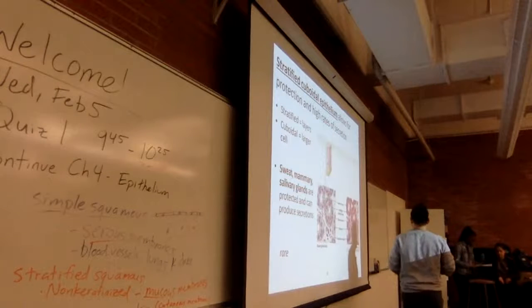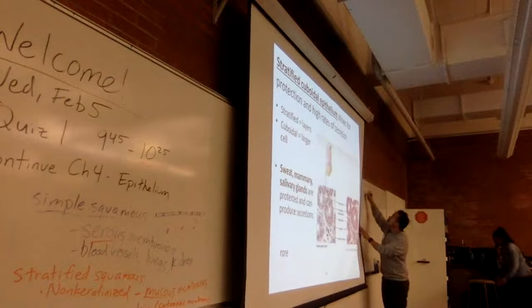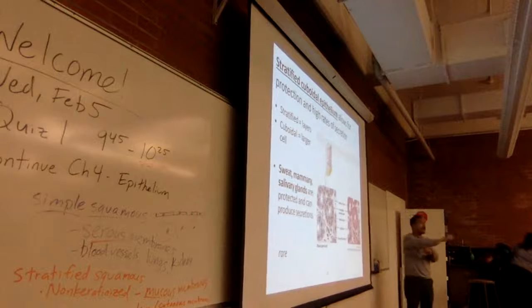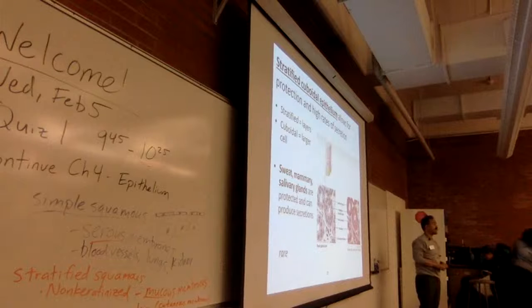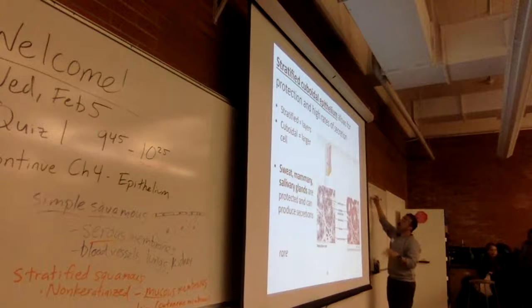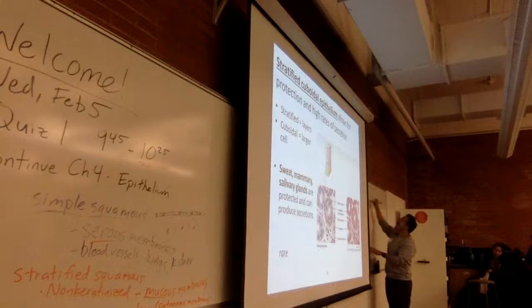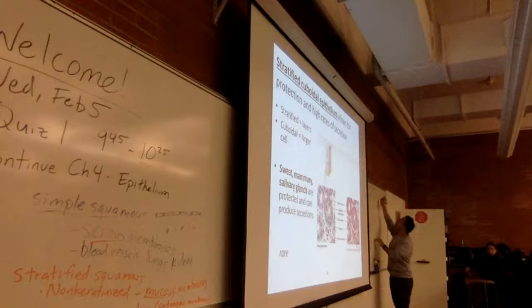Stratified cuboidal is not as common. When we saw stratified squamous, there was often a ton of layers, like 5 or more, 5 to 10 or even more. I don't really know how many. When we see stratified cuboidal, there's usually only 2 layers, 2 to 3, so not a whole lot. And they generally form a tube of some kind. So in other words, they're forming ducts.